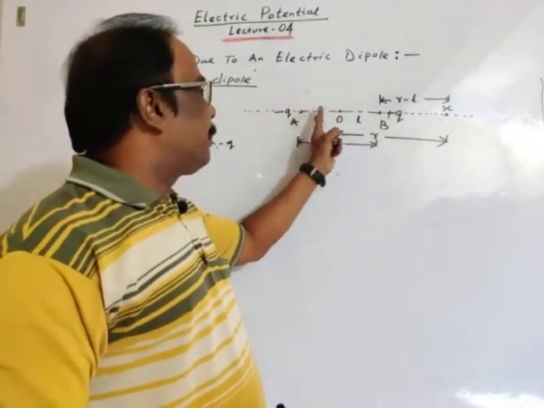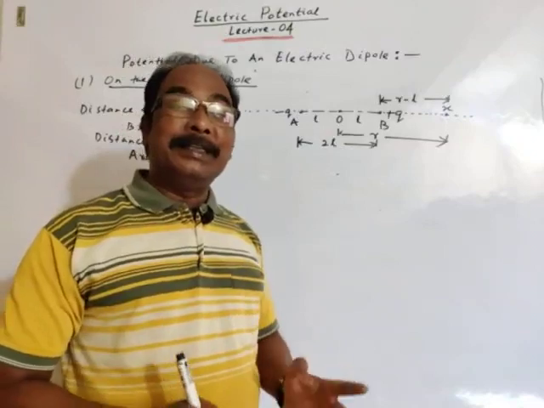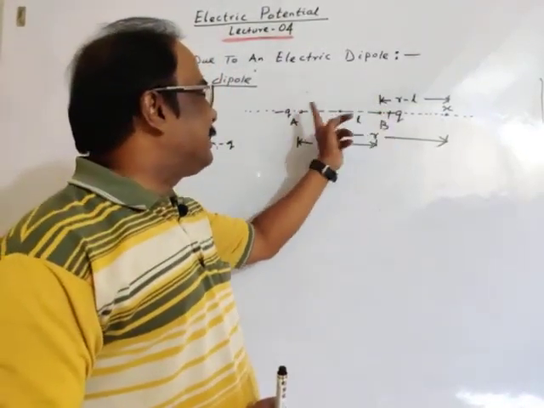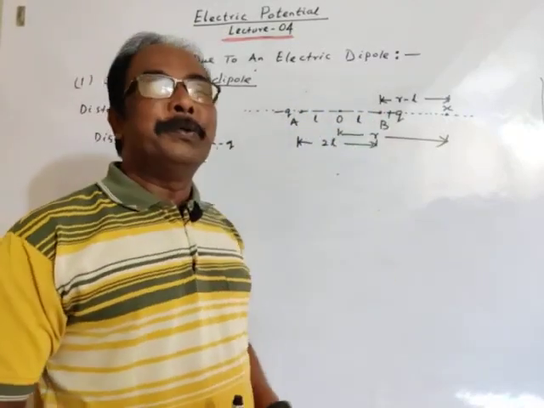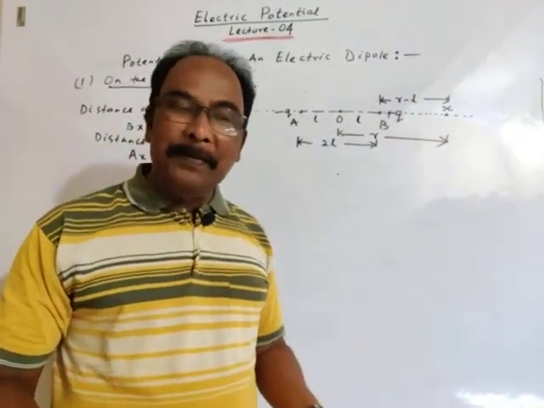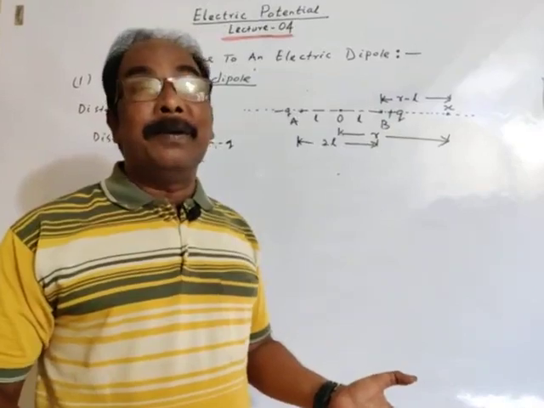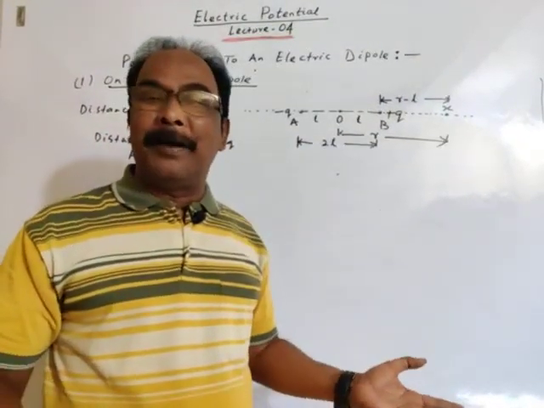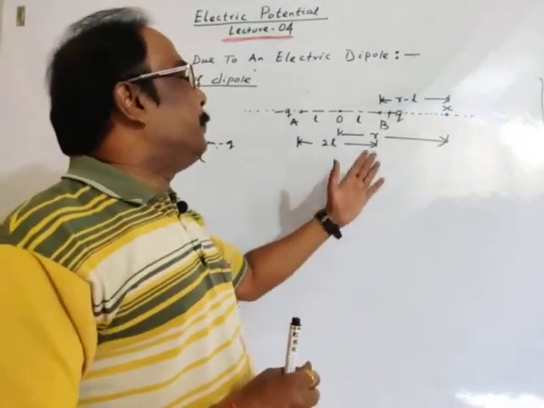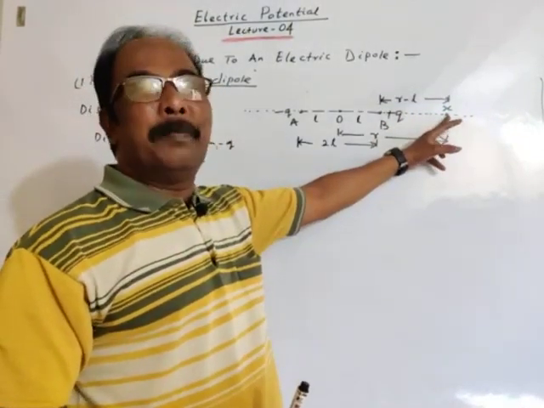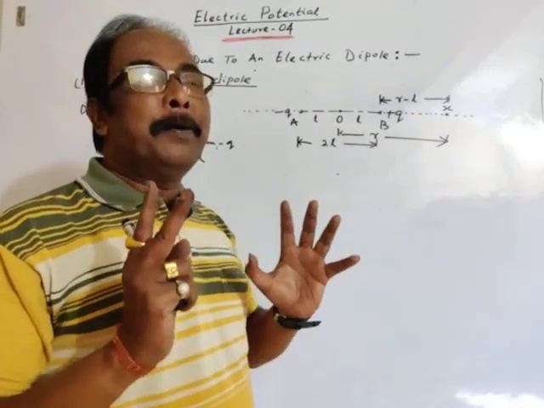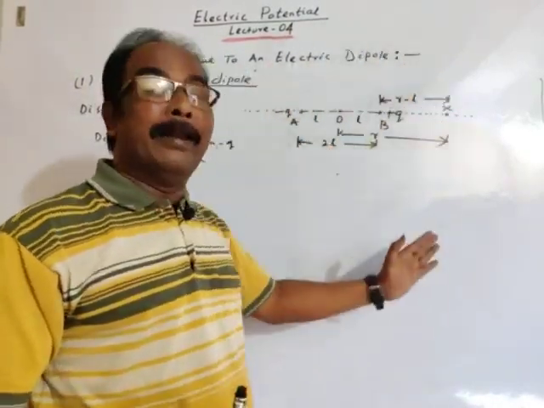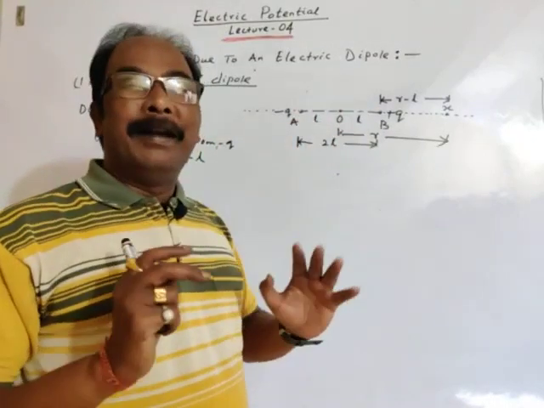Minus Q and plus Q. This is also the case of distribution of charge. These are two point charges, minus Q and plus Q, forming an electric dipole. So obviously, there will be an electric field all around the dipole. So we have to find the electric potential at point X in the electric field produced by the dipole.